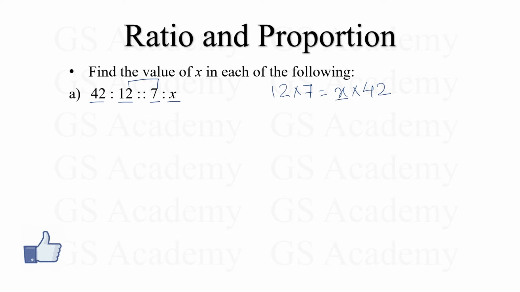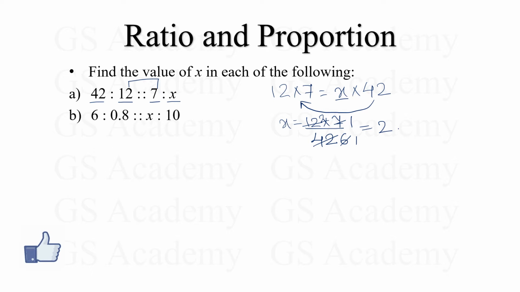Now in order to find the value of x, we will shift this 42 here. So this becomes x is equal to 12 into 7 upon 42. So 7 ones are 7 and 7 sixes are 42, 6 ones are 6 and 6 twos are 12. So the value of x in this question will be 2. Now let's see the second question.